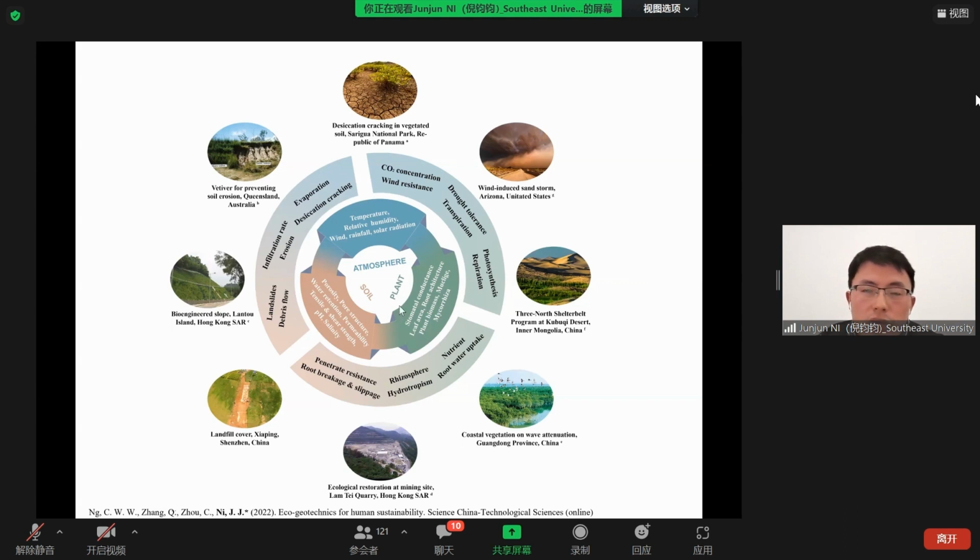So the key for this is the interaction between atmosphere, plants, and soil. For the atmosphere, we know that there are normally 5 parameters, and plants, just like human beings, are very smart. And for the soil, what geotechnical engineers care most about is the physical, hydrological, and mechanical properties.